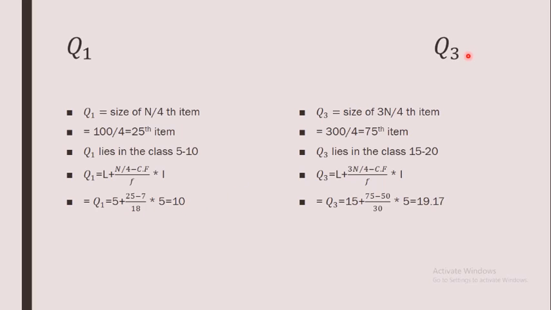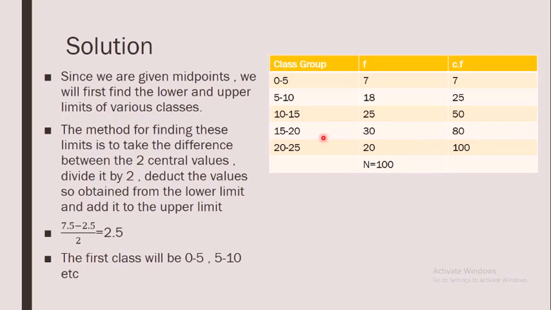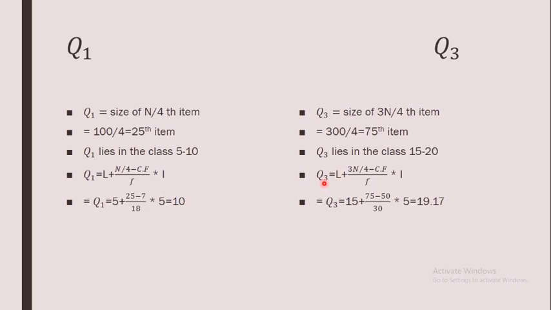Similarly, you can find Q3. The size will be 3n by 4th item, that is the 75th item. It lies in the class interval 15 to 20. The formula for Q3 is L plus (3 into n by 4 minus cumulative frequency of the preceding class) divided by f, where f is the frequency of that class, multiplied by the class interval I. You substitute all the values and you will get the answer.